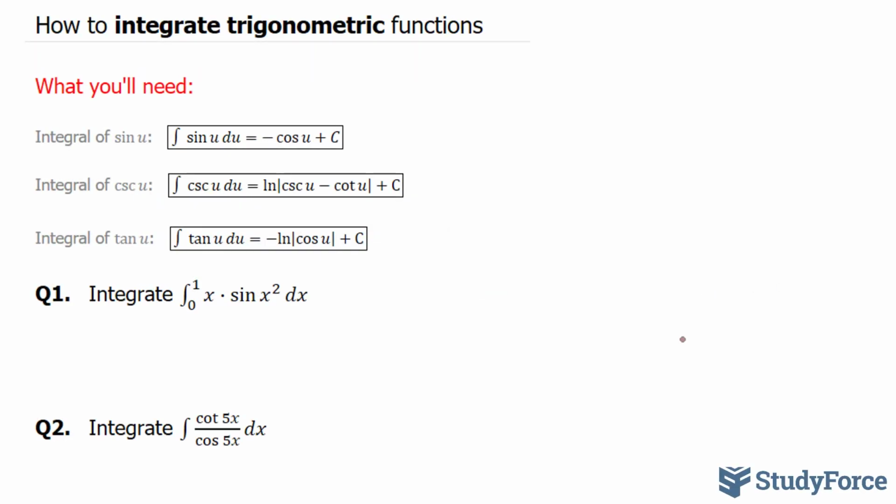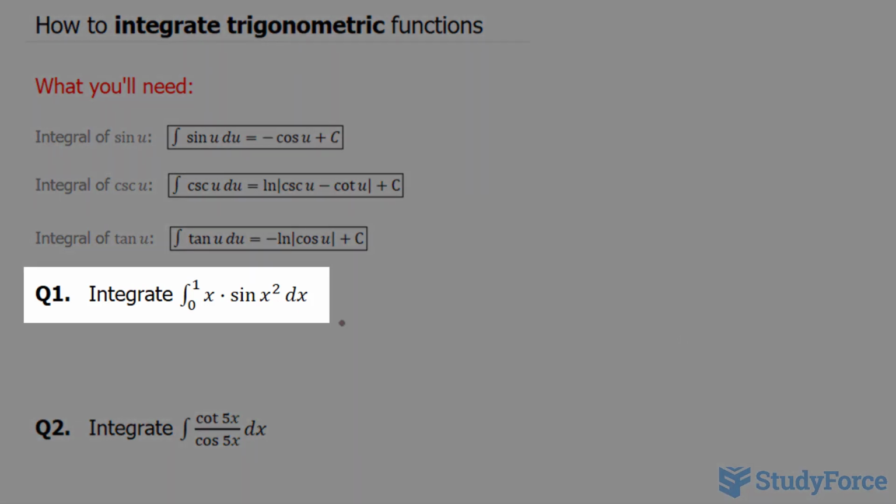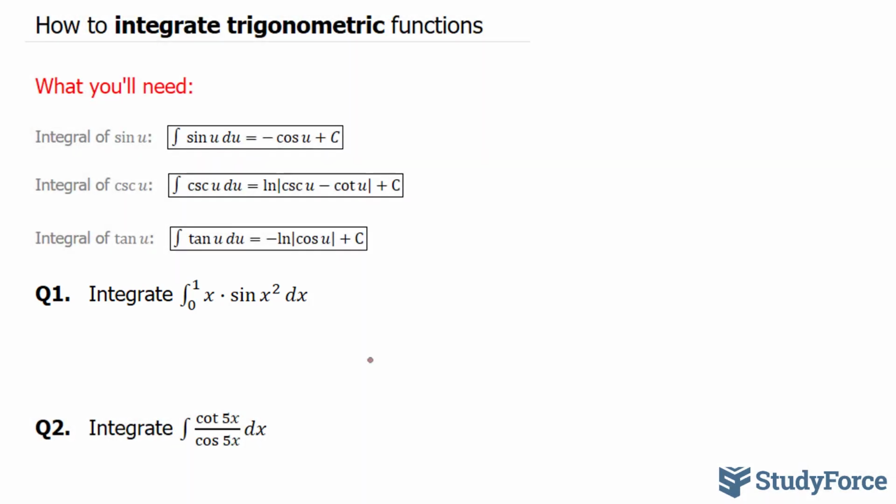In this lesson, I'll show you 3 separate examples on how to integrate trigonometric functions. Let's start with question 1. In question 1, they want us to integrate between 0 and 1 for the function x times sine x to the power of 2 dx.